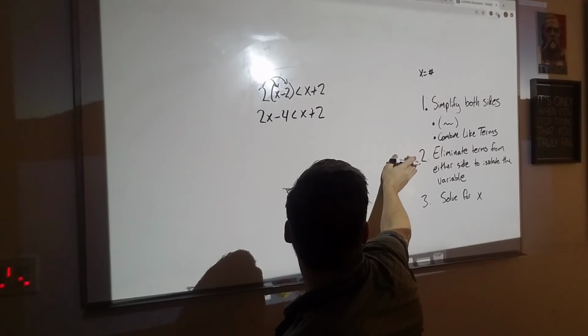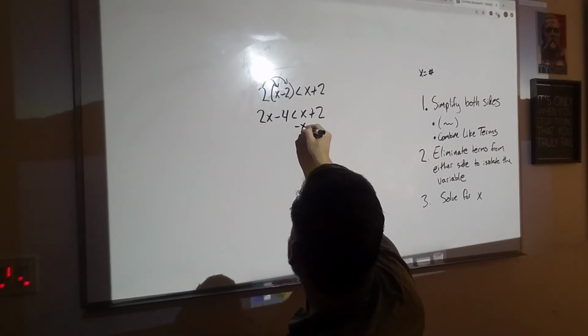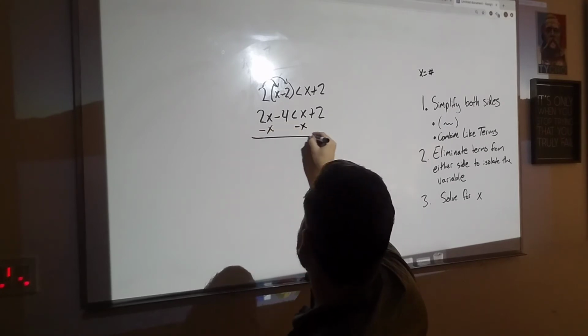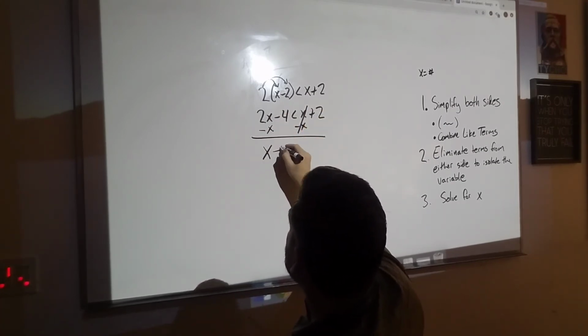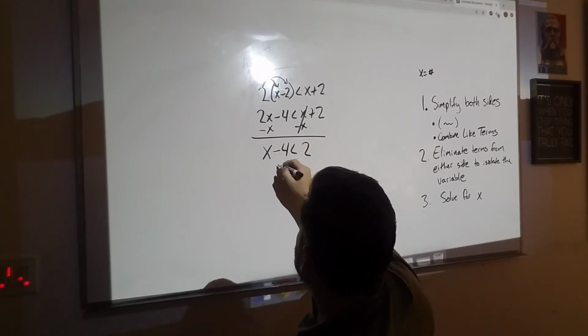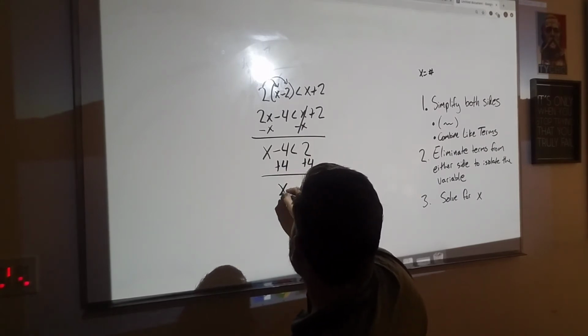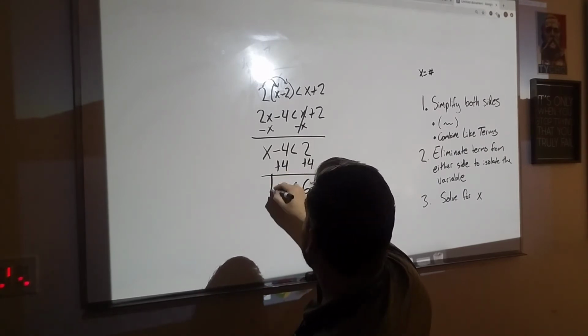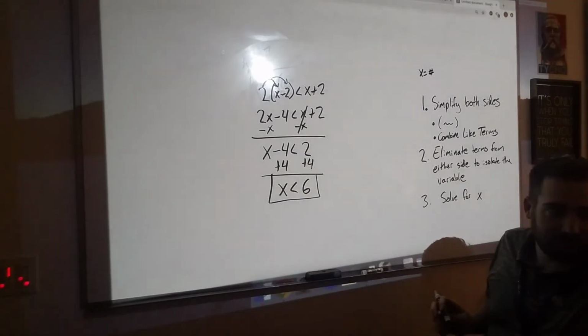Next, I want to eliminate terms from either side to isolate the variable. I'm going to get rid of the x over here on the right because I like my x's on the left side. Those cancel. 2x minus 1x is just 1x. And then you still have this negative 4 here. So x minus 4 is less than 2. And then all I got to do is add 4 to both sides. And I get x is less than 6. Now, I didn't multiply or divide by a negative on that problem, so I don't have to worry about any extra steps.